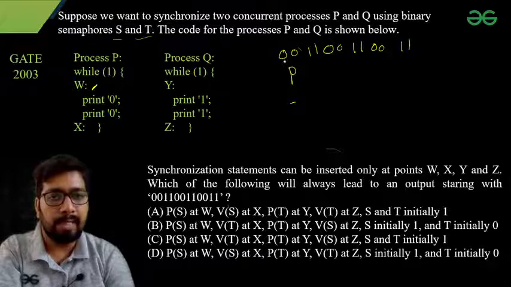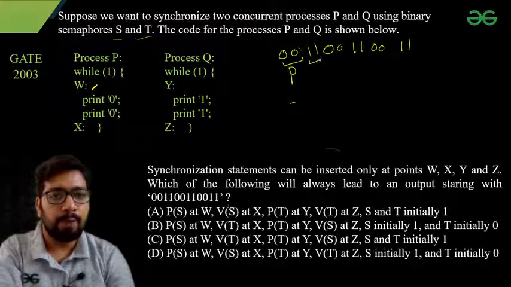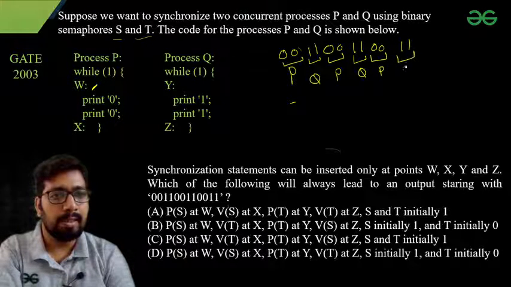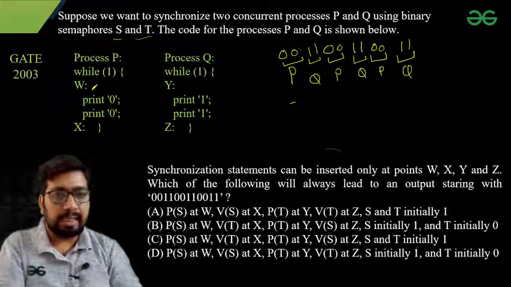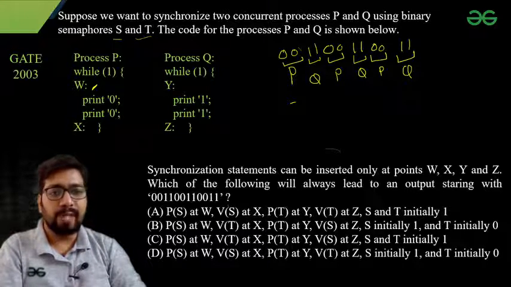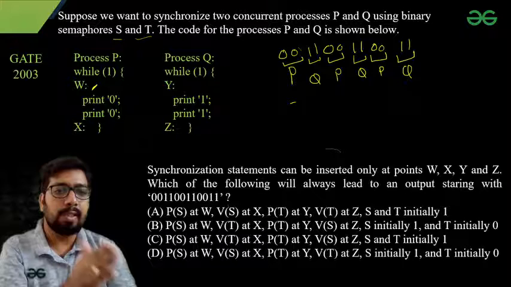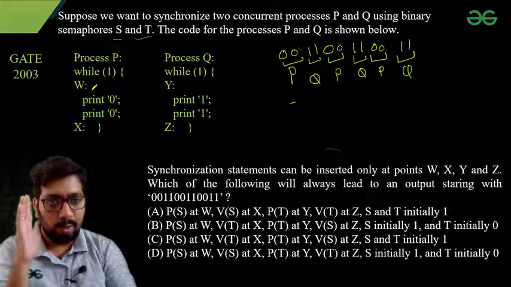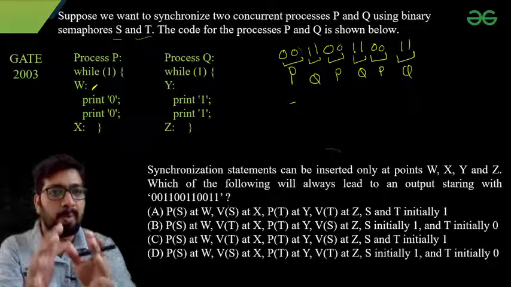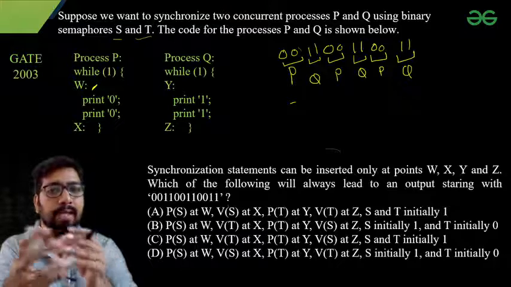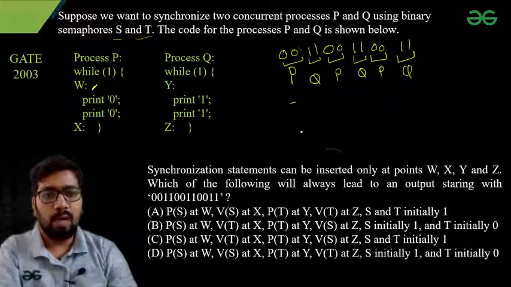So that means P is implemented first. For double one, Q is implemented. For double zero, P is implemented again. For double one, Q is implemented. Then P is implemented, then Q. If you have studied the strict alternation method, or turn variable, you can recall this because you can see it is strict alternation: P Q P Q P Q. I hope you can relate it, because it is the problem of strict alternation in the critical section problem, but it is solved by semaphores. So let me tell you how it happens.